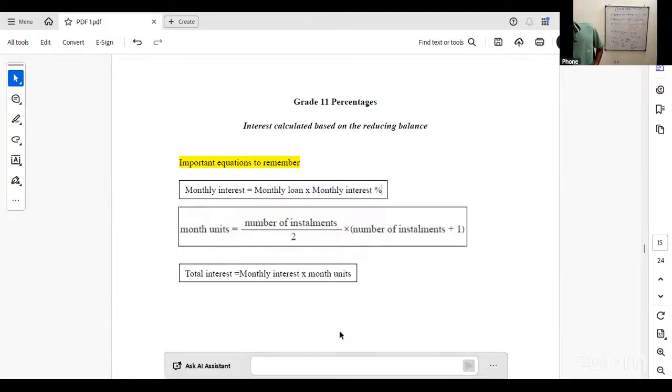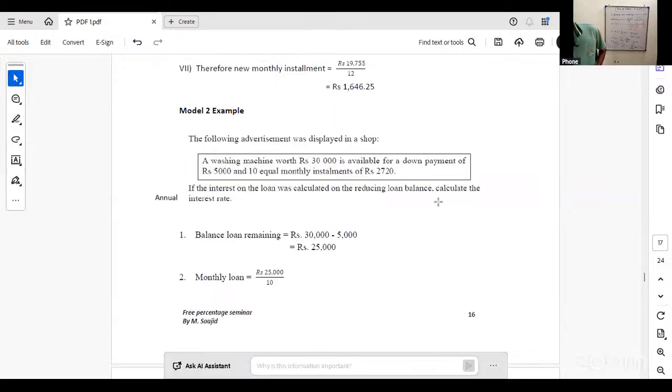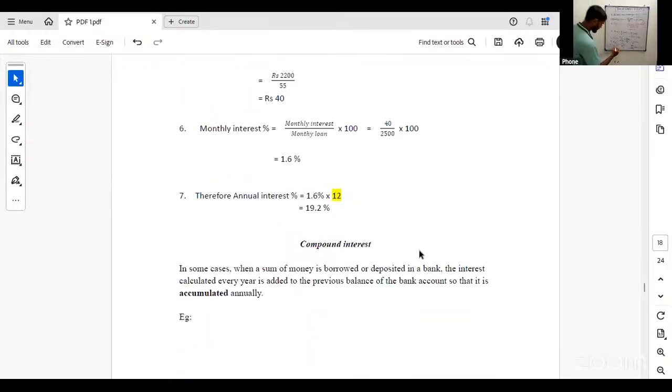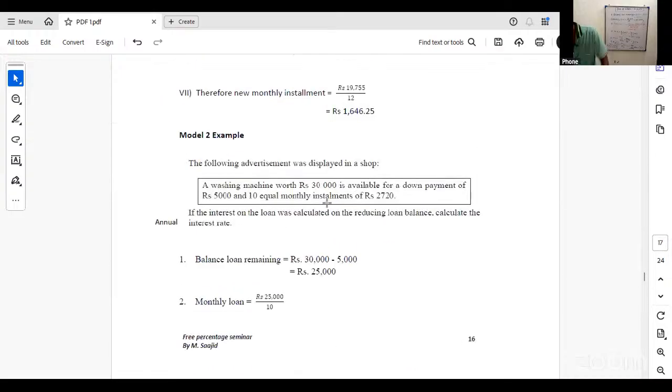But what are they asking? They ask to calculate the annual interest rate, the annual part, not monthly. Now, how to find the annual interest rate? We have the monthly rate, which is 1.6, multiplied by 12 to find the annual interest rate. You get the answer as, I think, 19.2%. 19.2% is the answer. So this is the annual interest percentage, 19.2%. And that's what they ask. Right? So calculate the annual interest rate. They ask for the annual interest rate, and that we have found.